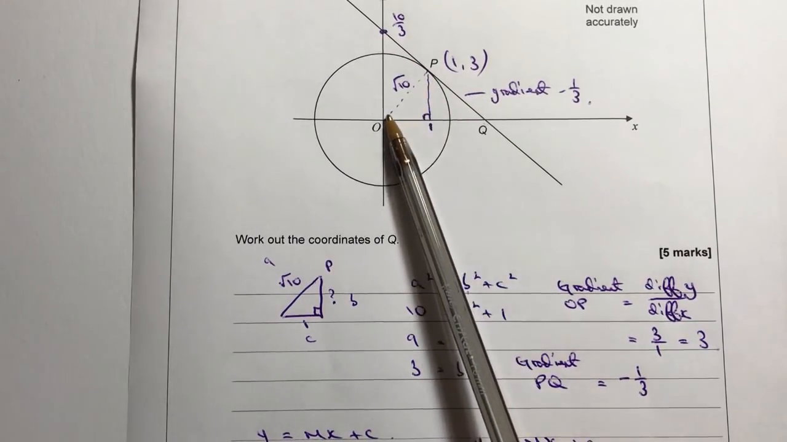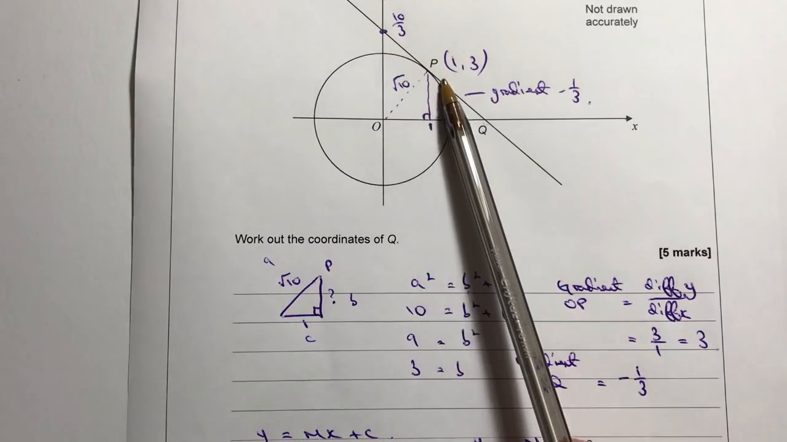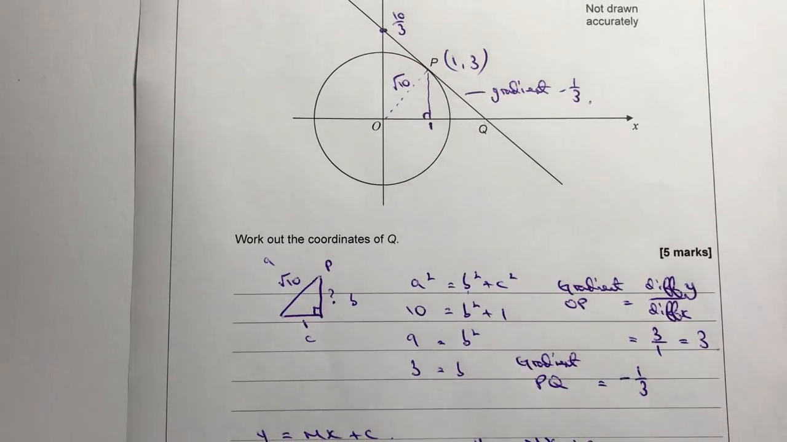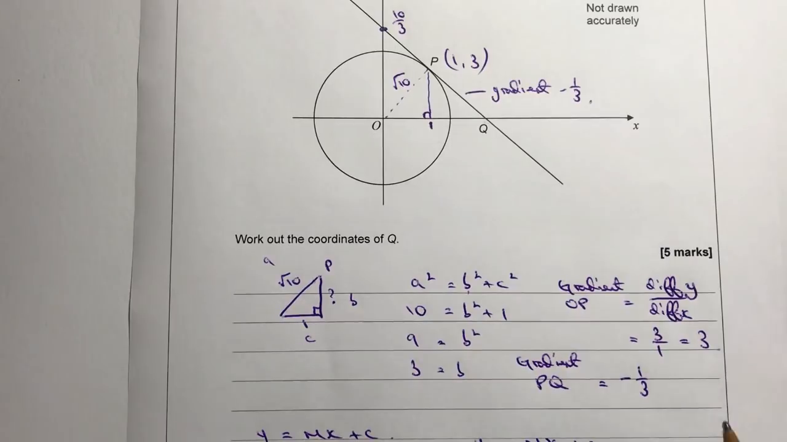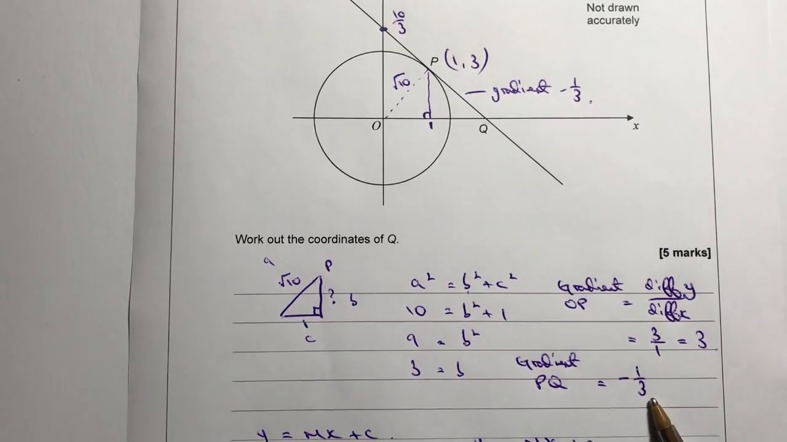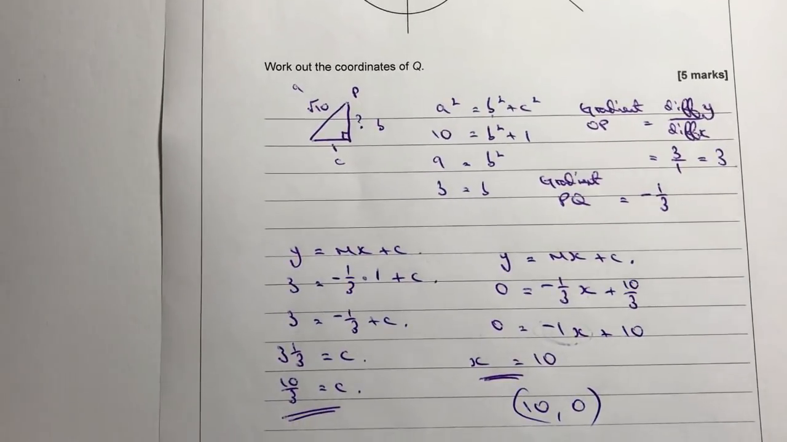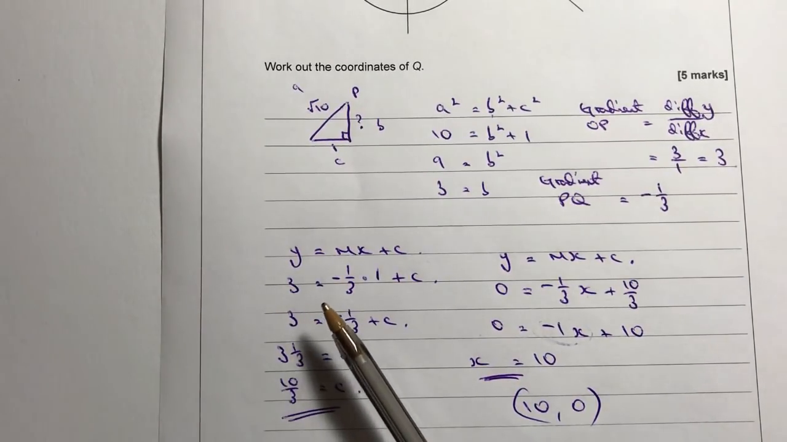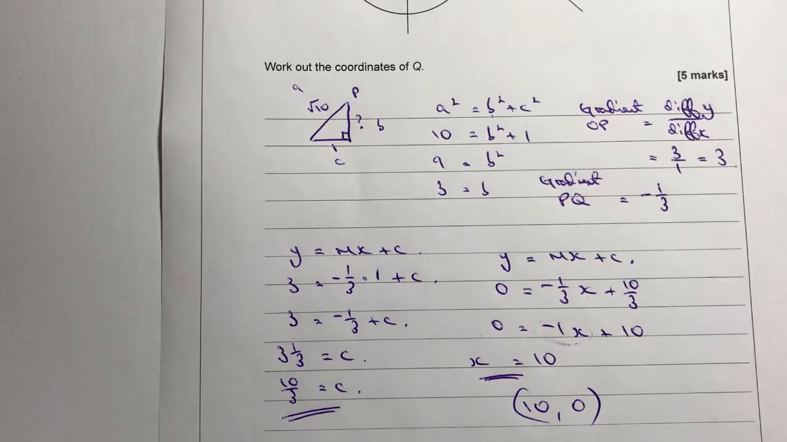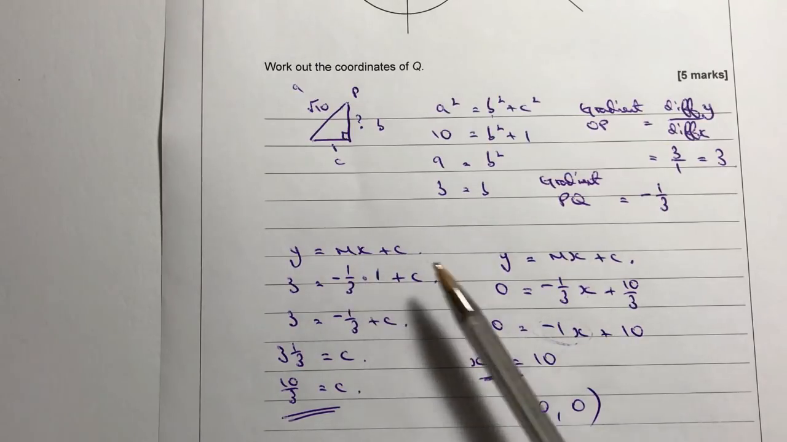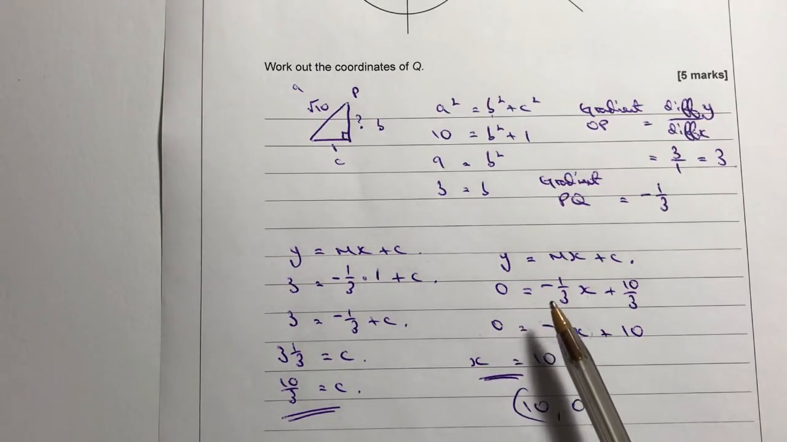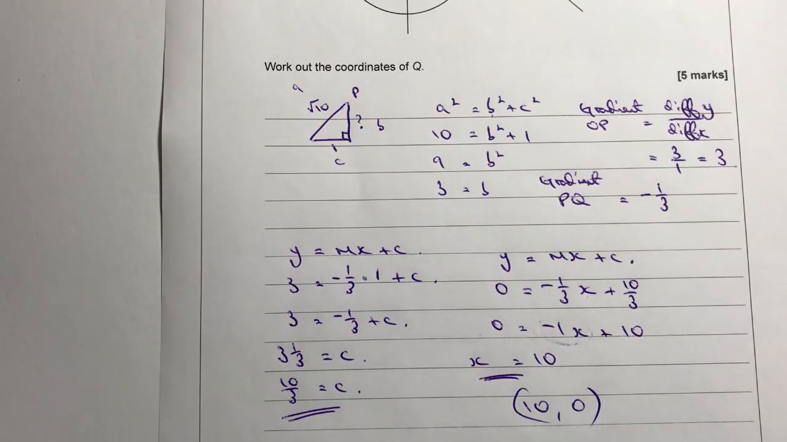So if I know the gradient of this line, I also then know that this is the negative reciprocal, therefore the gradient of PQ must be minus 1/3. And then really it's a case of using that information in the standard form of straight lines to then calculate through and get a value of x is 10. Okay, now this particular type of question is 5 marks. It is quite challenging. There is quite a lot going on there.